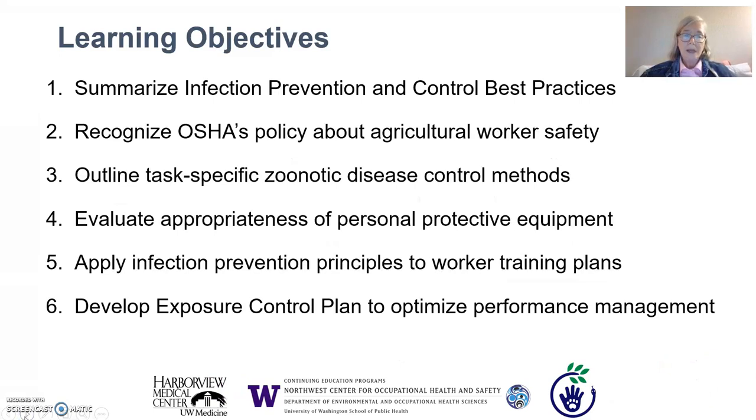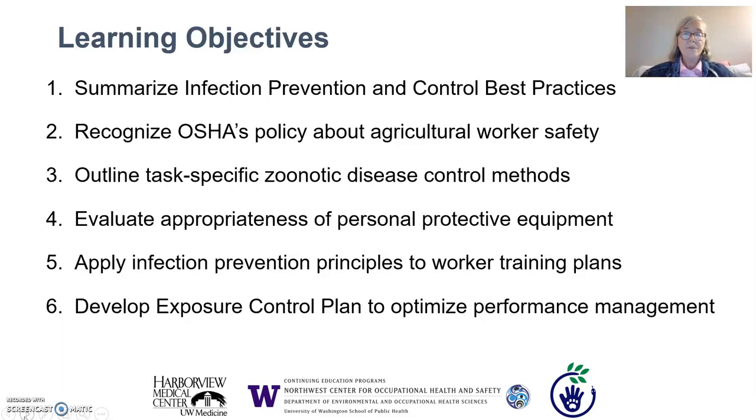So these are the learning objectives. We're going to be looking at OSHA's policies as well as Washington's Labor and Industries DOSH guidelines or statutes here in Washington. We're going to outline task-specific zoonotic disease control methods, evaluate the appropriateness of the different types of personal protective equipment, and apply infection prevention policy.